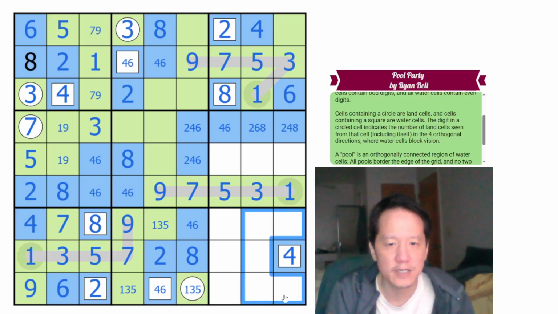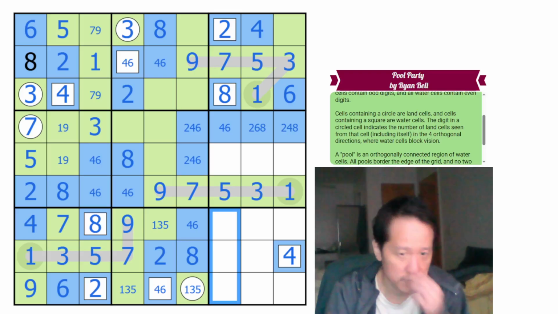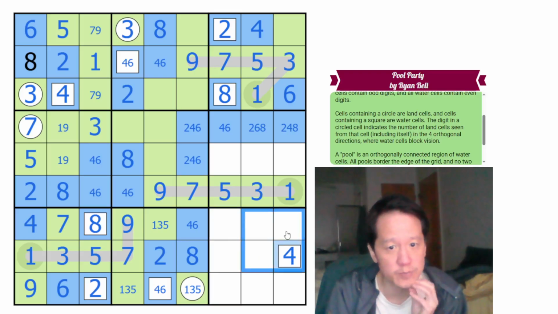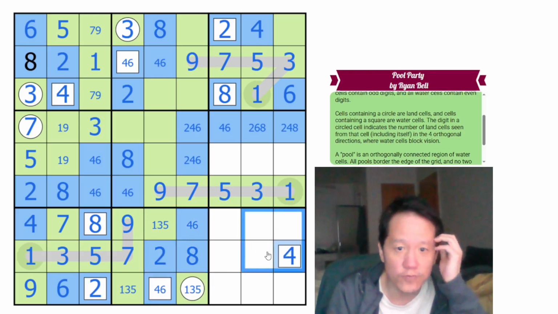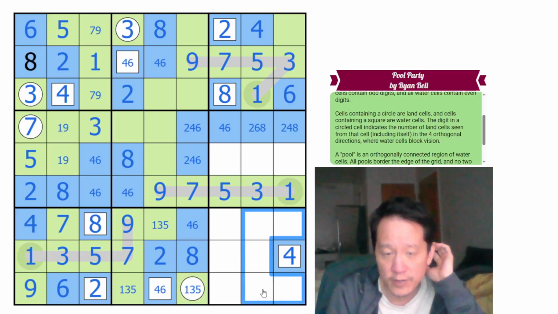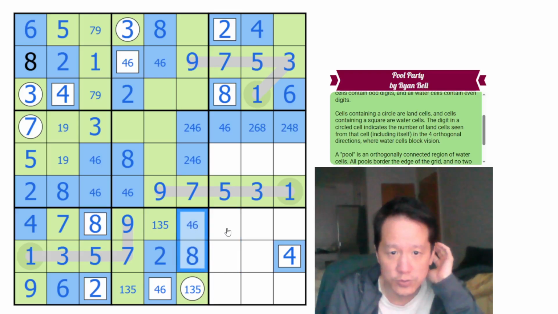So it must contain all the water cells here, which means none of these can be water cells, because these pools cannot touch. So all 4 of the water cells have to be in this pool, which means they cannot touch this pool. So these are all land cells.